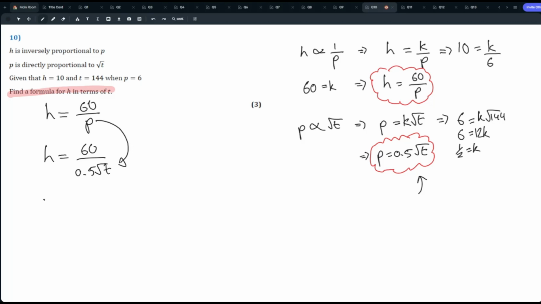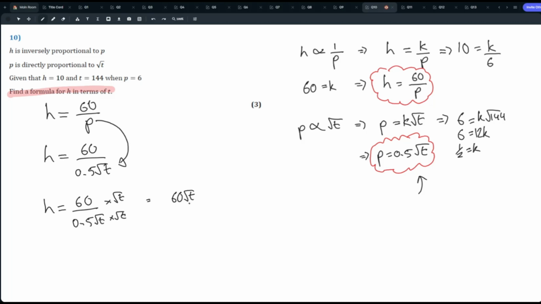What I could do, if you wanted to, is times top and bottom by root T. This will remove the root at the bottom if you wanted to, but again, you don't have to. So this would be 60 over 0.5 root T times top and bottom by root T.